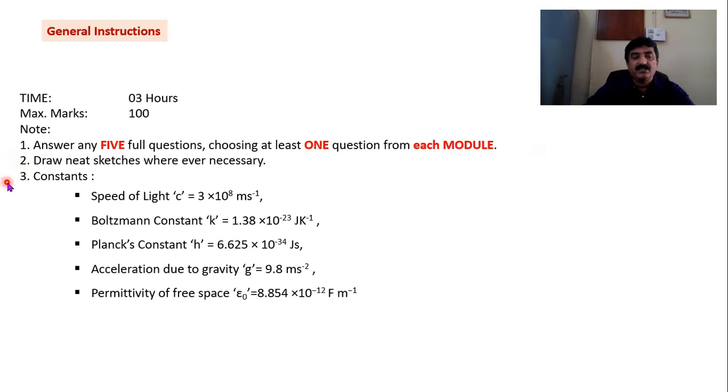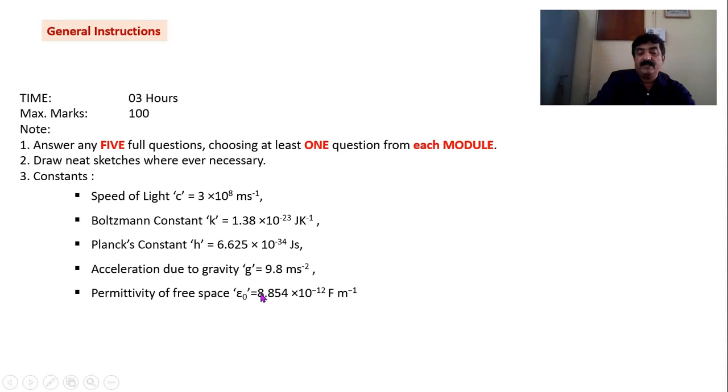The general instructions also include things like: draw neat sketches wherever it is necessary. That means you have to draw neat diagrams. Physical constants will be given, like the speed of light, Boltzmann constant, Planck's constant, acceleration due to gravity, mass of the electron. Of course, mass is not mentioned here, but it will be there in the question paper. Permittivity, permeability, whatever is required for solving the numerical, those constants will be there. You need not remember all these physical constants.